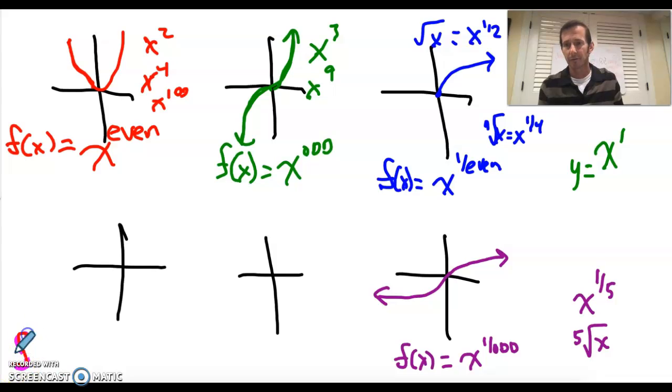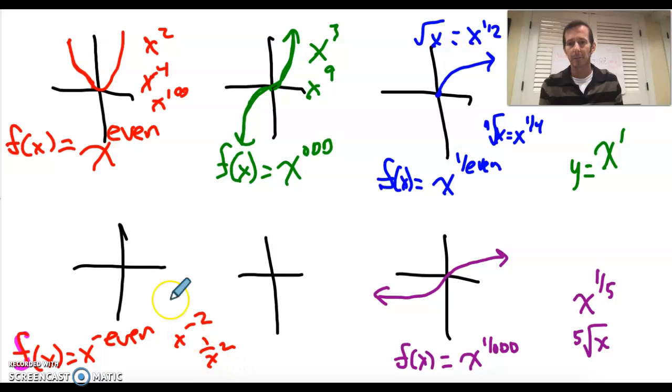All right, f of x equals x to a negative even. Now this is the same as like x to the -2 or 1 over x squared. So I have an x in the bottom. That means I can't ever cross 0 because I can't divide by 0. This one looks like a volcano. But notice it's a mirror image of itself on the top, just like x to a positive even.